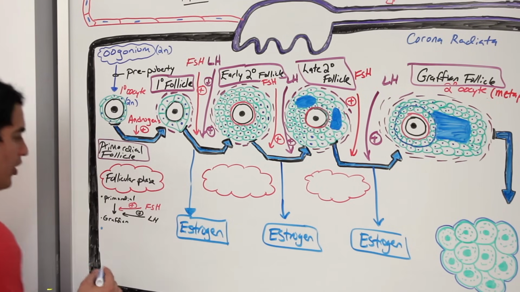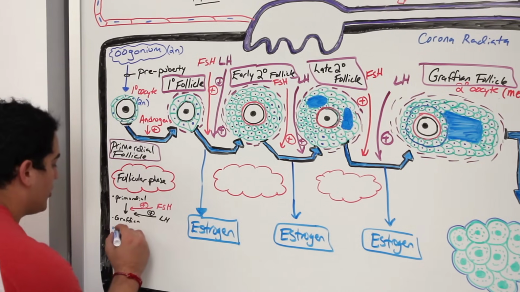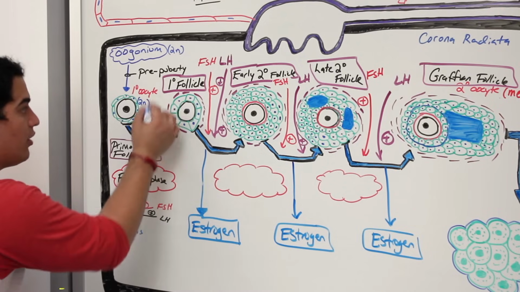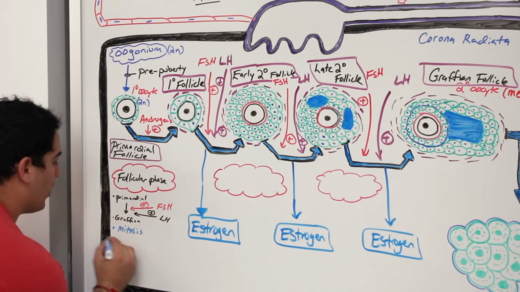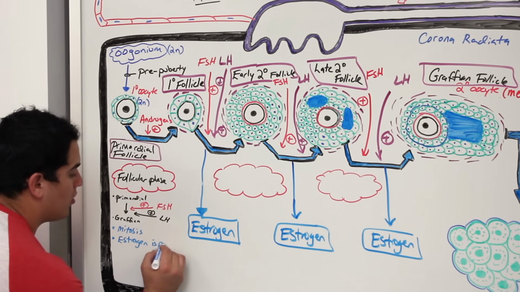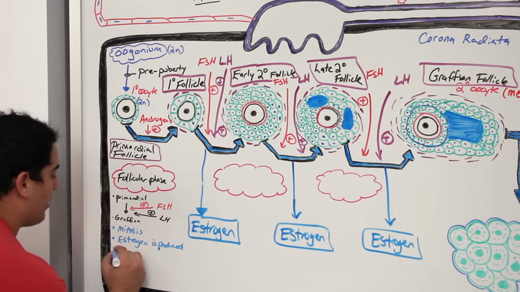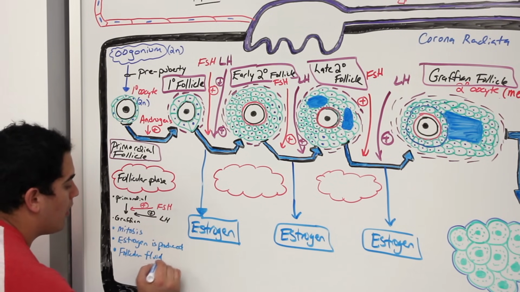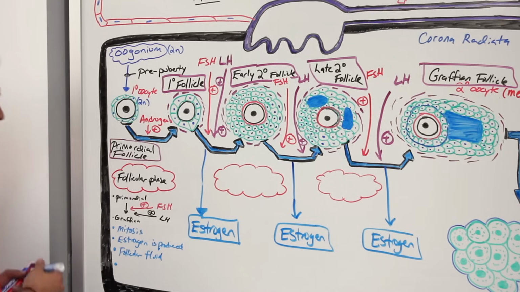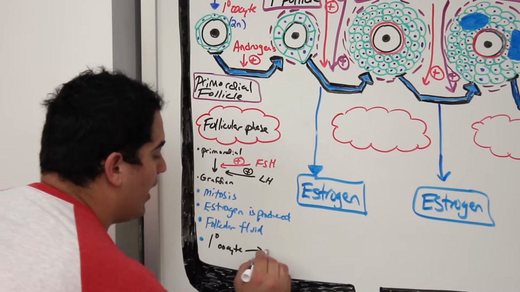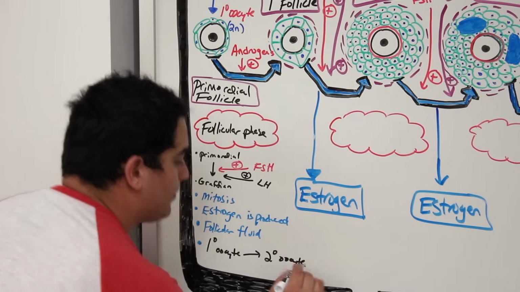Do you remember that you actually undergo mitosis or proliferation? So there's mitosis, not meiosis, mitosis of these granulosa cells, making multiple layers. What else? There's estrogen production. So estrogen is produced. What else is happening? You're producing follicular fluid. And what else? At the end of this follicular phase, you go from a primary oocyte all the way to a secondary oocyte.